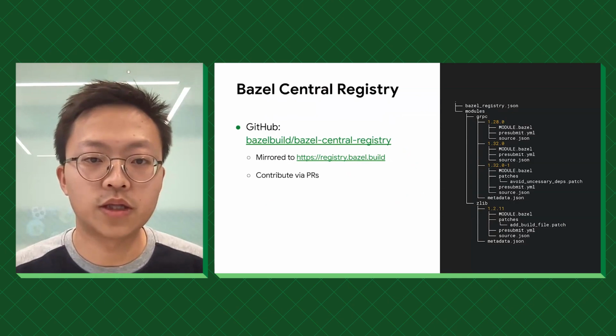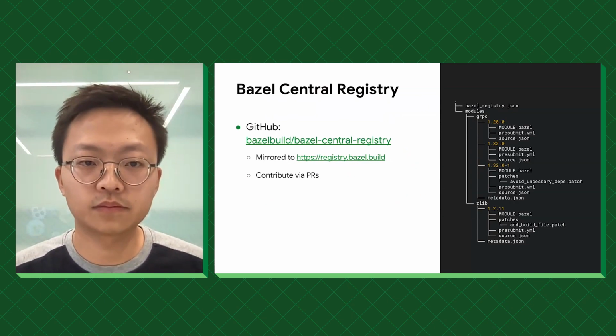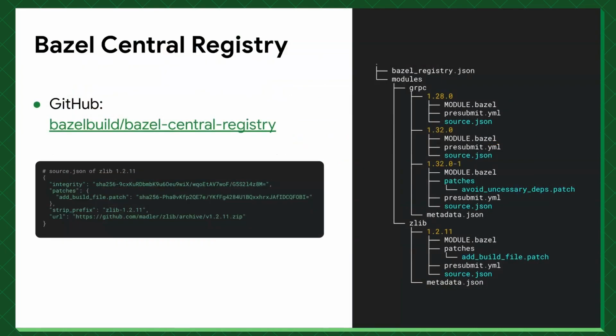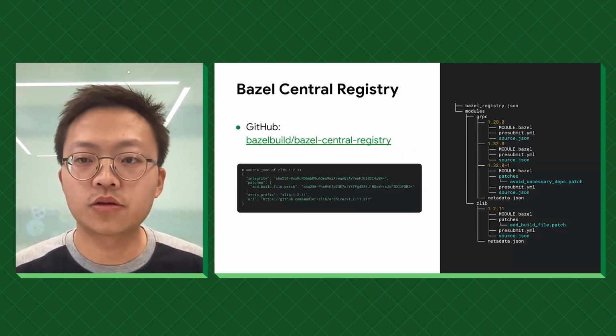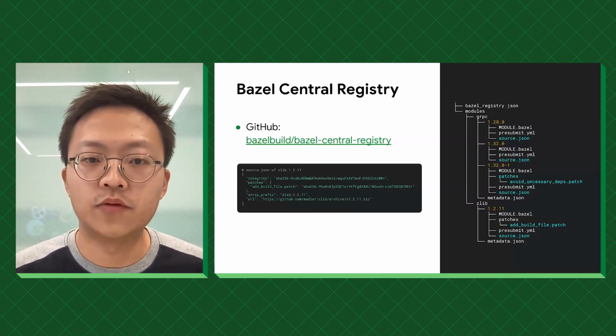So what do we host in the BCR exactly? For modules checked in the BCR, we don't store their full sources. Instead, we store a source.json file for each module version to indicate where to download its source code archive. You can also store patch files in the registry in case you cannot upstream the change.